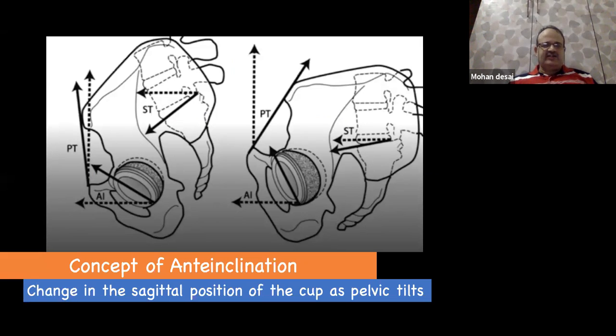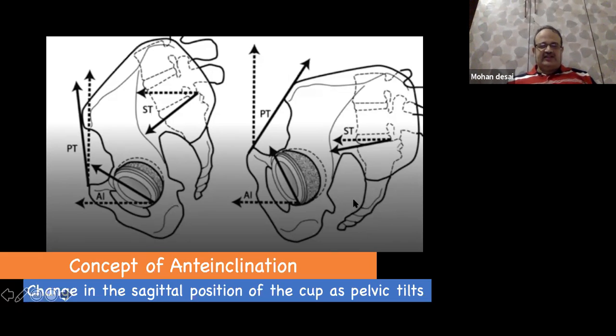I am coming to the end of the talk. I would like to mention there is a concept of anteinclination. It takes into account the anteversion as well as inclination in the lateral X-ray of the pelvis. Usually there is a change of sagittal position of the cup as the pelvis tilts. What Lewinnek and we used to consider in the past was a static anteversion, but anteversion doesn't remain static. It changes during sitting, standing and sleeping. Usually it increases when the person is sitting and decreases when the person is standing.